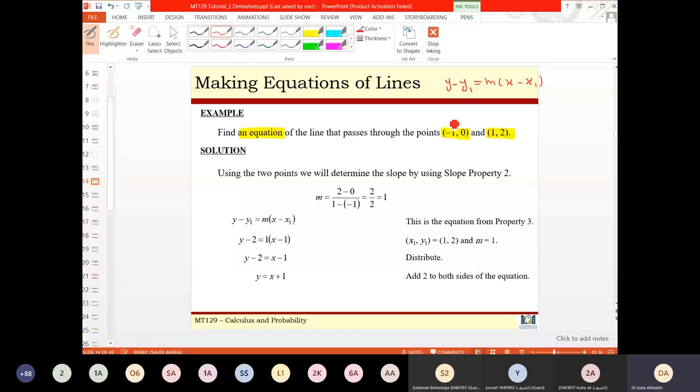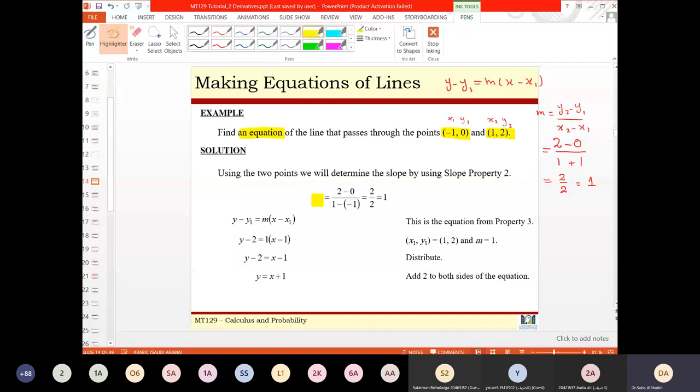Substitute. What's y2? It's 2. What's y1? It is 0. What's x2 here? It's 1. And x1 is -1, so it will be +1. So the answer is 2 over 2. The answer is 1. We found the slope.